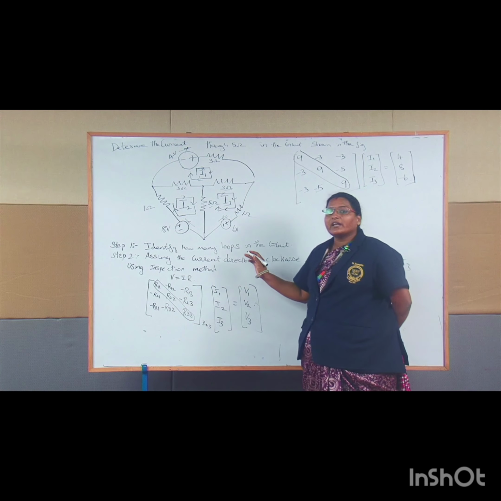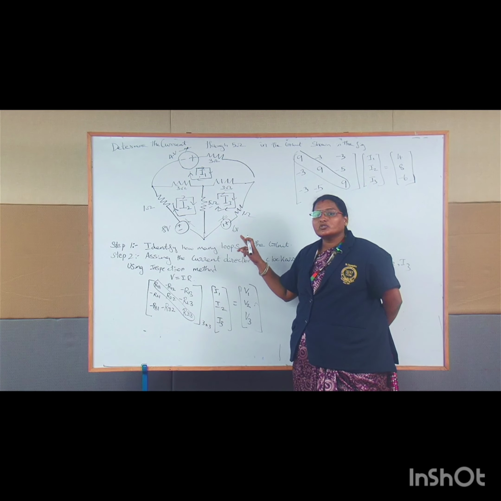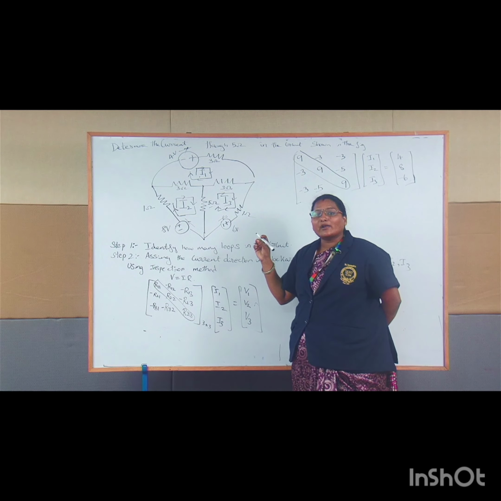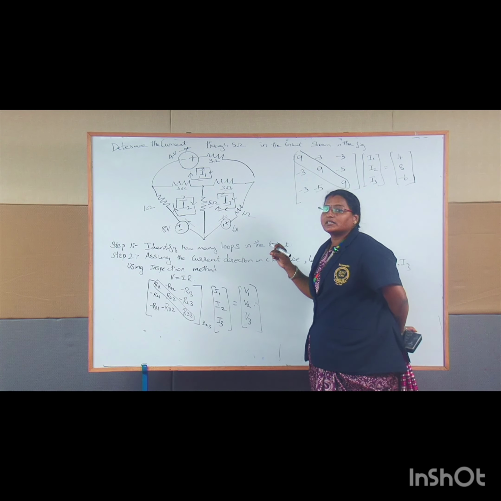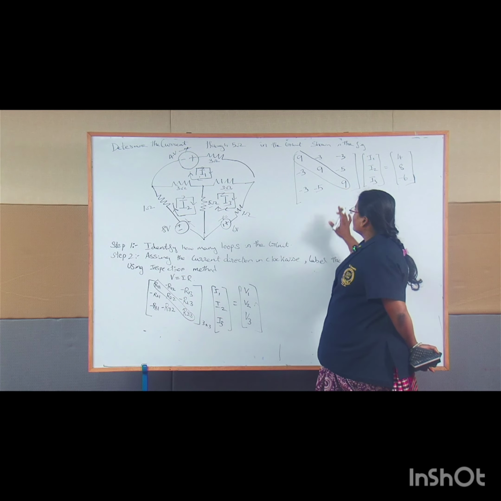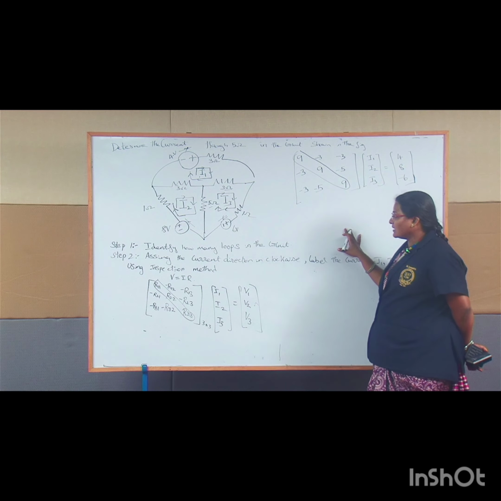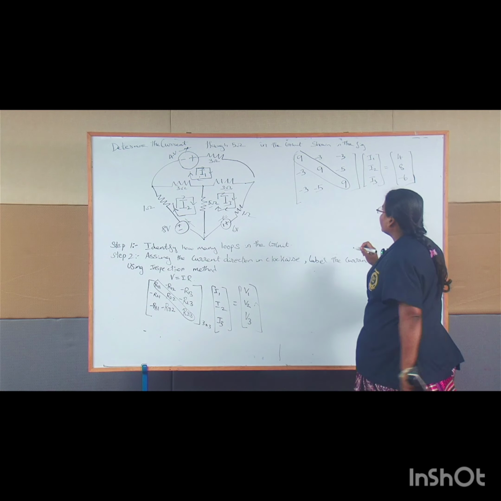So each and every time, for the voltage source you have to check with the assigned direction. If the arrow ends at positive, you have to take positive voltage. If the assigned direction ends at negative, you have to consider negative voltage. So this is how we form the matrix using the inspection method. Now I am going to form the equations.